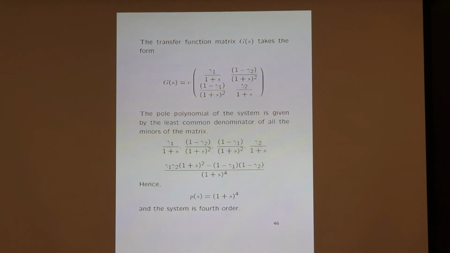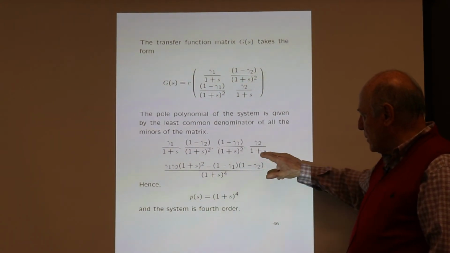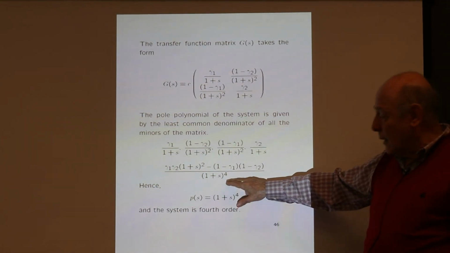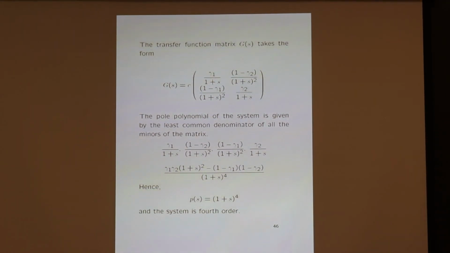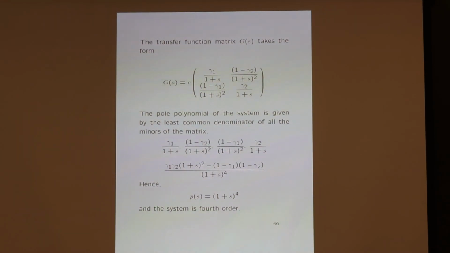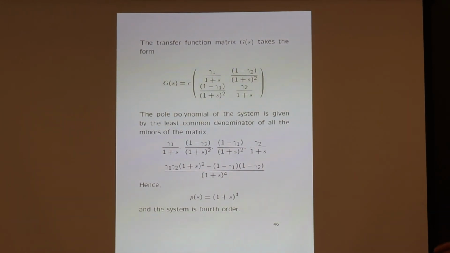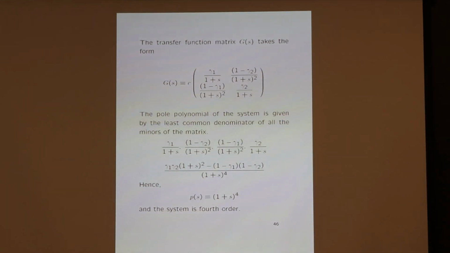So what is the least common factor of 1 plus s, 1 plus s squared, 1 plus s squared, 1 plus s, and 1 plus s to the fourth? The least common factor is 1 plus s to the fourth. So the system is fourth order. Well, naturally, we had 4 tanks. We think that the system order is 4. But we should be ready for a surprise sometimes. The order of the system doesn't always coincide, as we saw already in 3 examples.